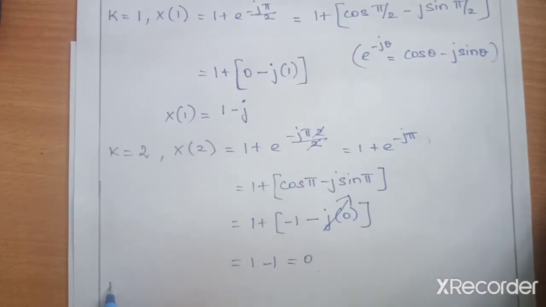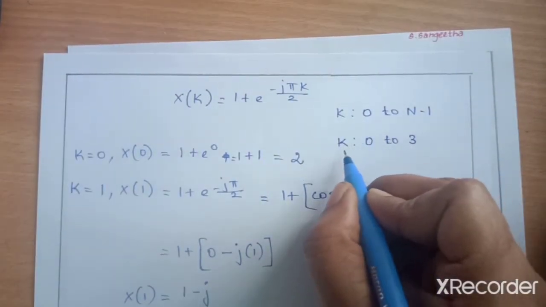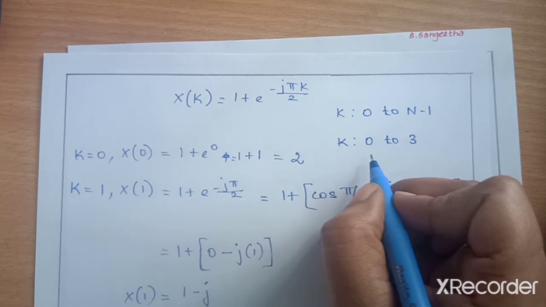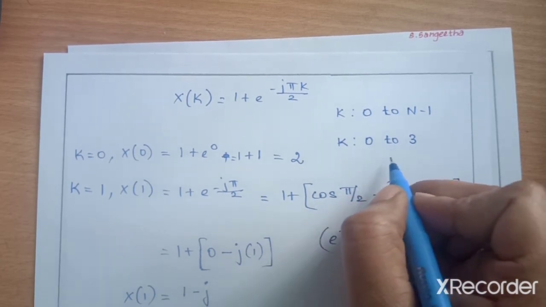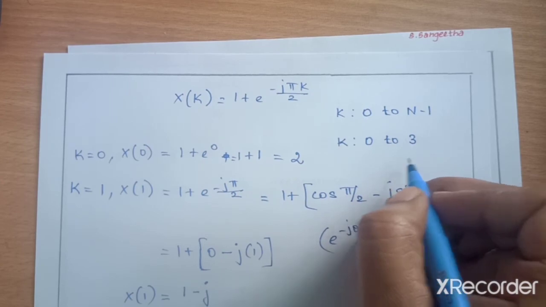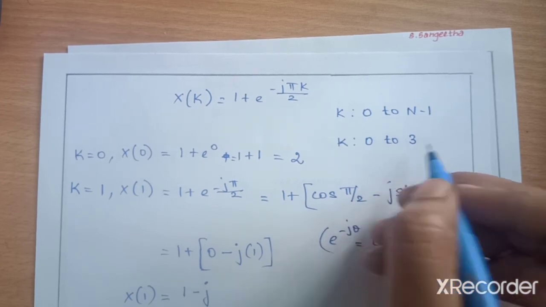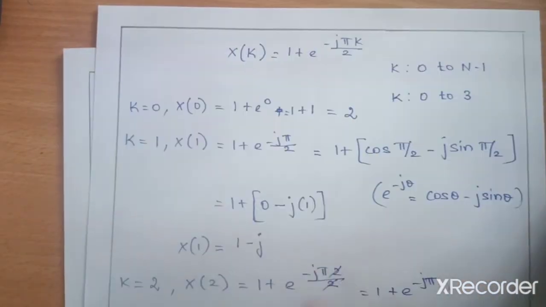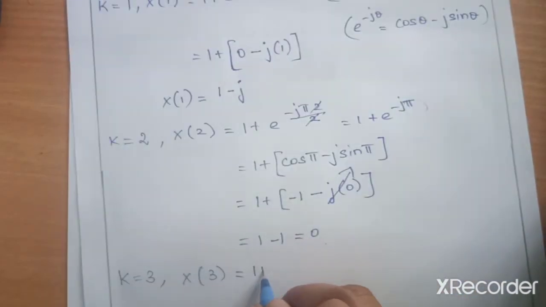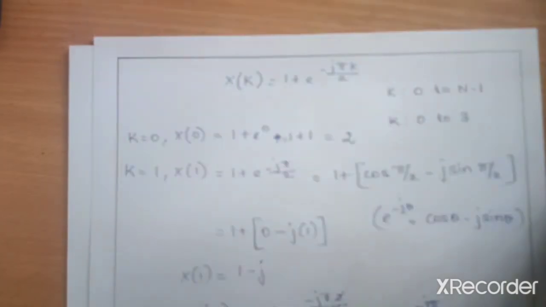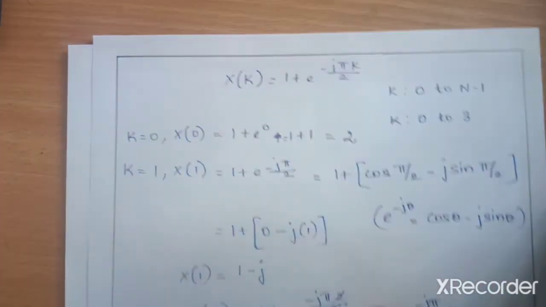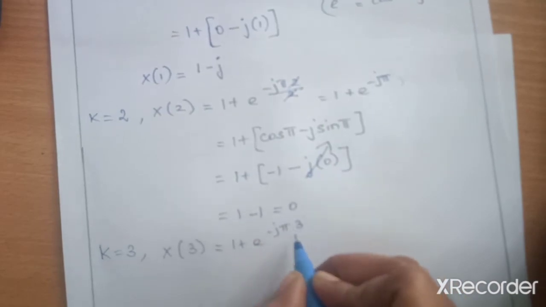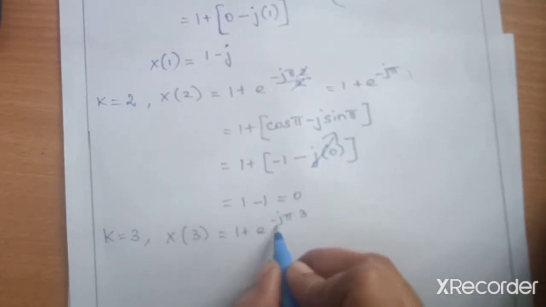Next you have to substitute the value of k is equal to 3, because you have to substitute the k value up to 3. We have already substituted k is equal to 1 and k is equal to 2. Next you have to substitute the value of k is equal to 3. So X of 3 is equal to 1 plus e power minus j pi, and in the term of k you write the value of 3, so 3 divided by 2.